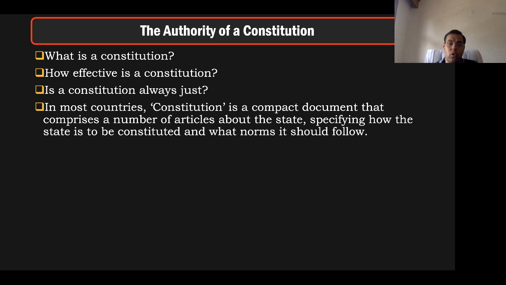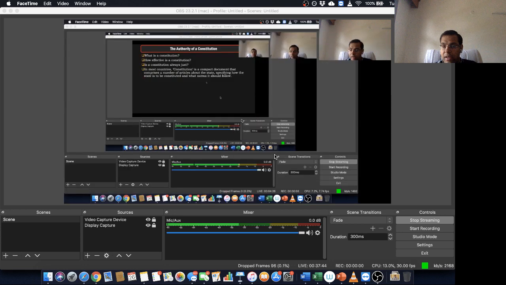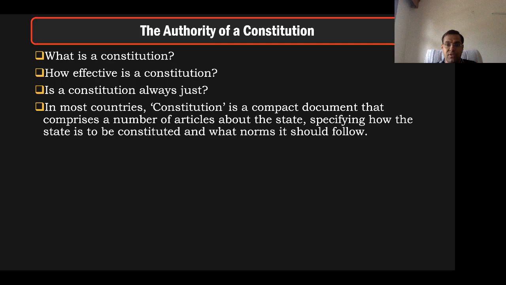In most countries, a constitution is a compact document that comprises a number of articles about the state. So a compact document, a specific document that comprises a number of articles about the state. It is divided into multiple articles and provisions, specifying how the state is to be constituted and what norms it should follow. This is something that we have to look at.